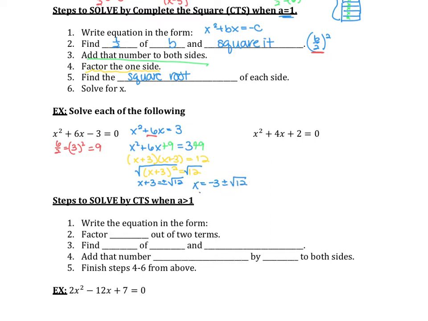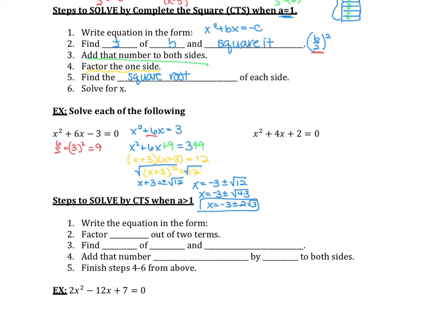Now the best answer is going to actually be able to simplify this radical as well. So that's going to give me x equals negative 3 plus or minus the square root of 4 times 3. So we get x equals negative 3 plus or minus 2 root 3. These are my exact answers. They could give me a decimal approximation, but I don't want that. I want to know my exact answers. So hit pause and try the next one.